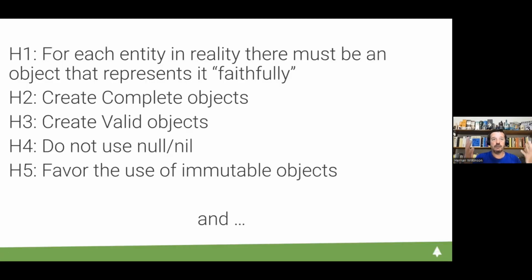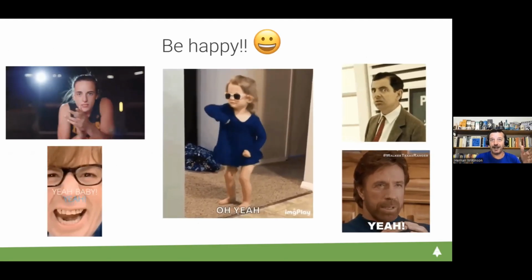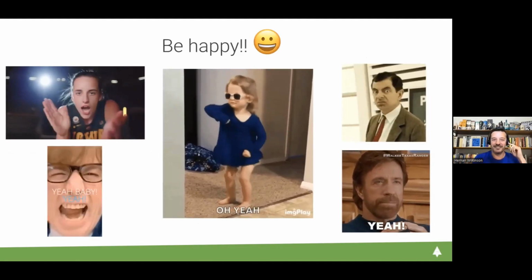As a conclusion, these are the heuristics. For each entity of the program domain, there must be an object that represents it faithfully. Create complete objects, create valid objects. Do not use nil or null; try to avoid that. Favor the use of immutable objects. And if you do that, you will be really happy programming and developing software.